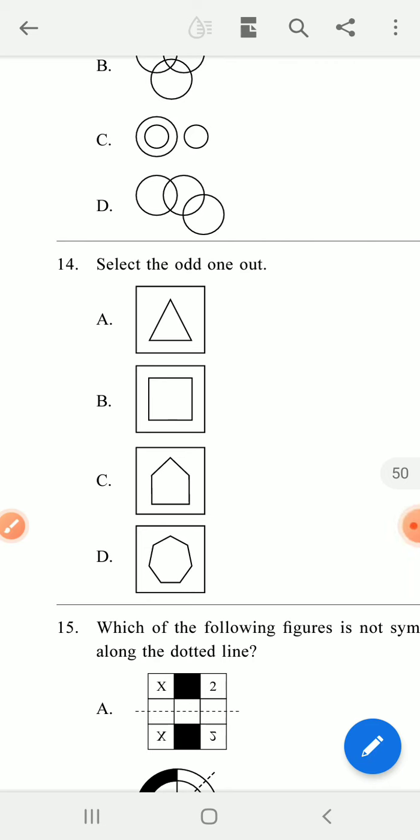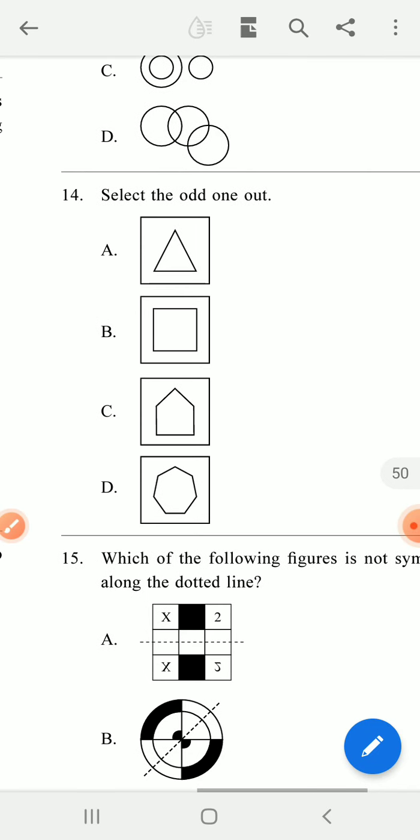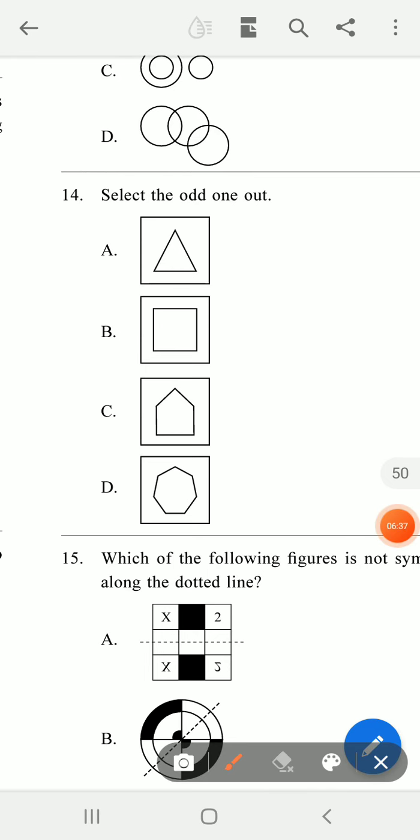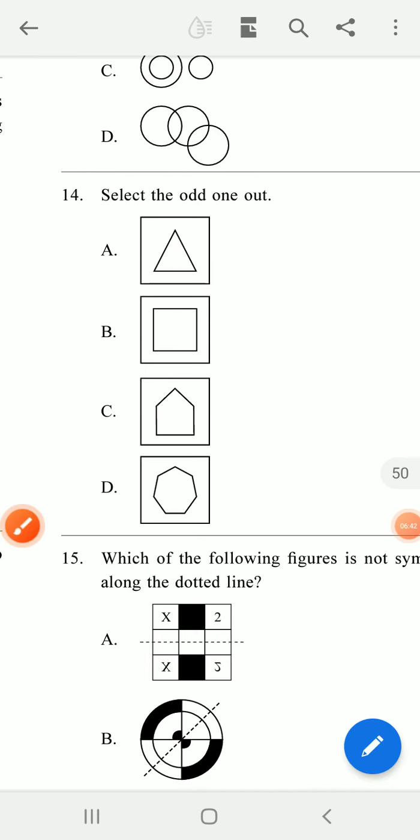Here, in the first case, inside the 4-sided figure there is a 3-sided figure. In the second case, inside the 4-sided figure there is a 5-sided figure. Inside the 4-sided figure there is a 6-sided figure. So inside B there is a square, a 4-sided figure inside a 4-sided figure. So both figures have equal sides. It is not proper. So B is the answer. B is the odd one.